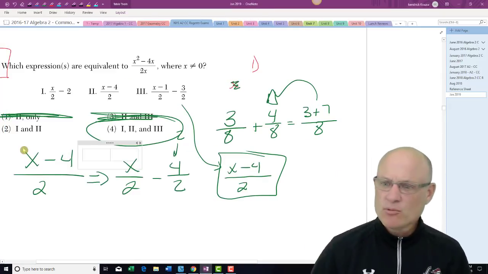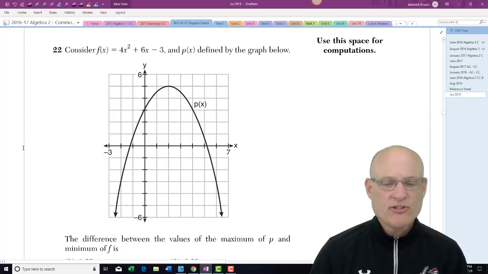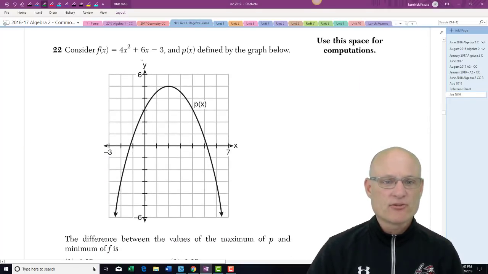All right. We're almost done. 3 left. Consider this function defined by this graph below. Something's wrong.